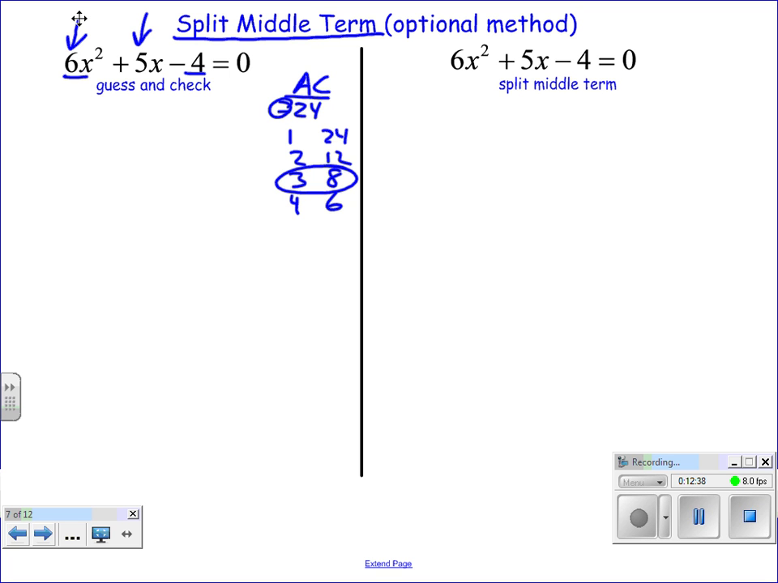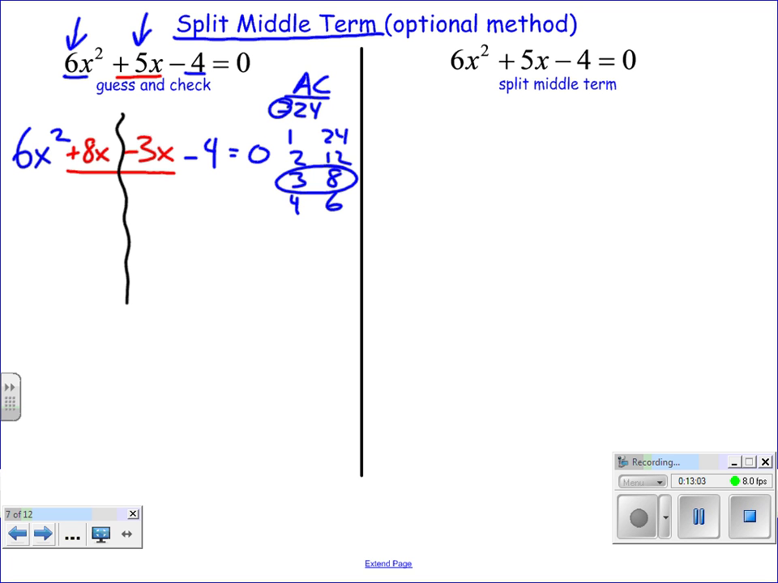So watch what happens here. I'm going to take the 6x squared, write it down, put the negative 4, write it down. And instead of writing 5x, I'm going to write positive 8x minus 3x. And I think we could all agree, if I take 8 minus 3, I still get 5x. So I haven't really changed it. All I did was split it up.